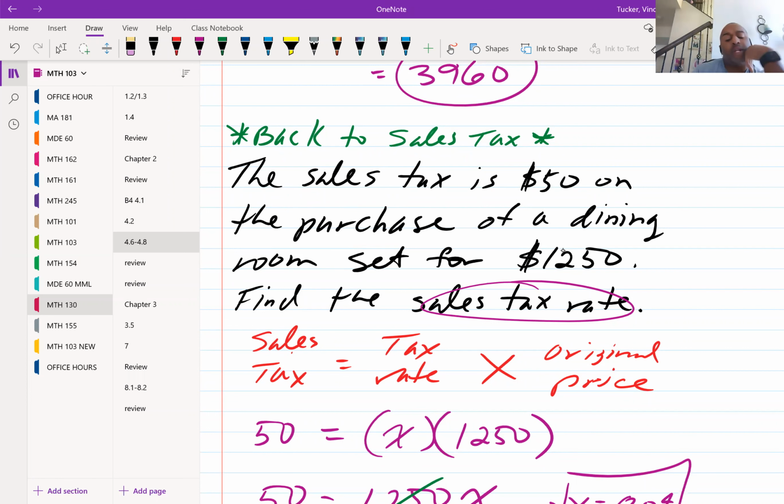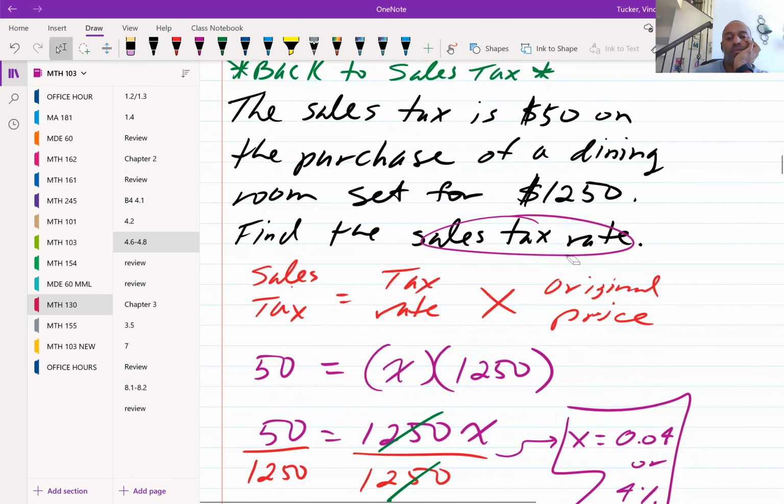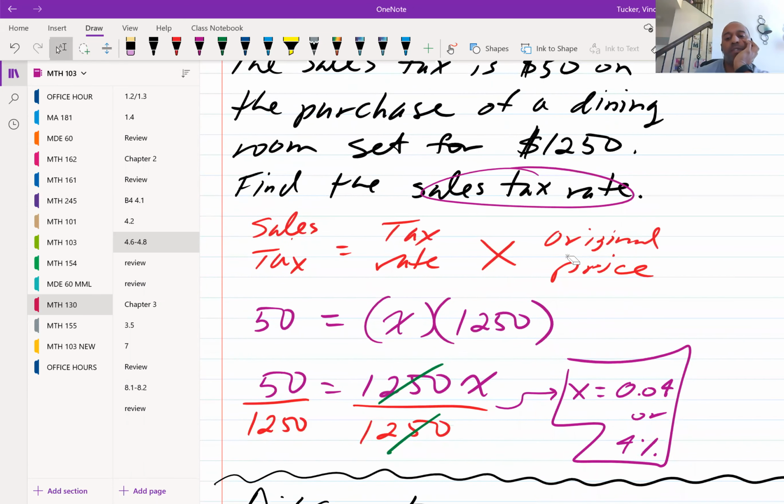All right, so we plug in the pieces that we know and use a variable for what we don't know. The sales tax is $50. The tax rate is what we're trying to find, so I call that X. And then the original price is $1250. Now to solve for the tax rate, we divide both sides by $1250. And X is equal to 0.04, or in other words, 4%. MyMathLab will let you know which one they want, whether they want the decimal or the percentage.